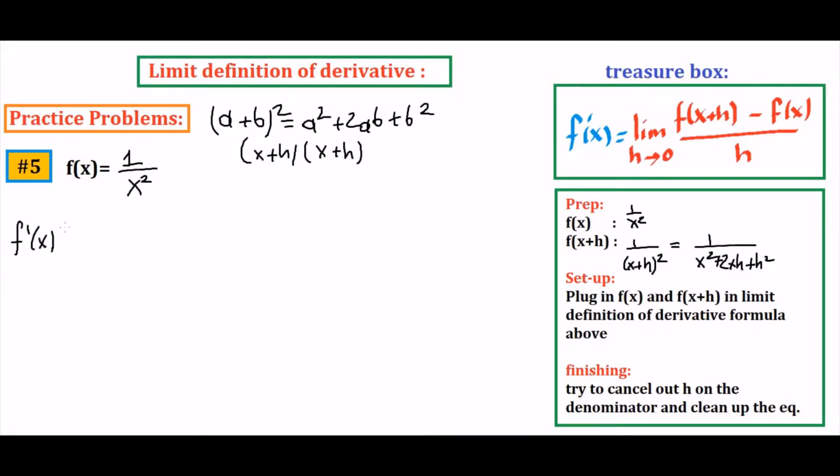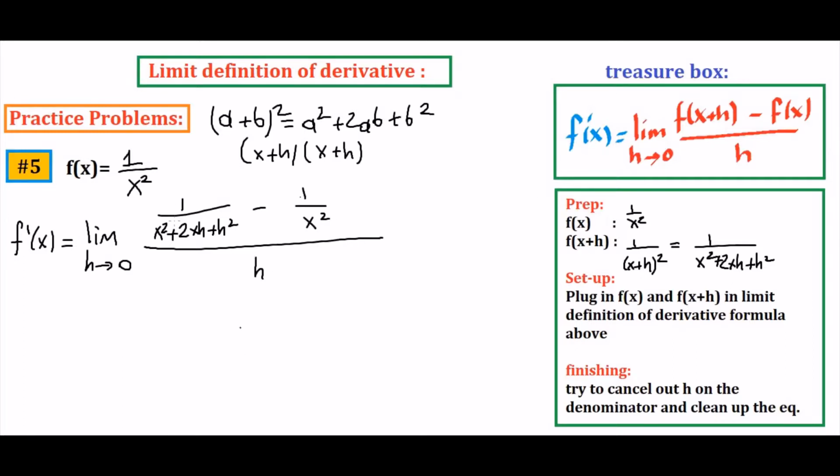So f prime of x is equal to limit as h is approaching 0, f of x plus h, which is 1 over x squared plus 2xh plus h squared, minus 1 over x squared, all over h. Now we're going to merge these two fractions by multiplying by the common denominator. So the common denominator is x squared plus 2xh plus h squared times x squared.